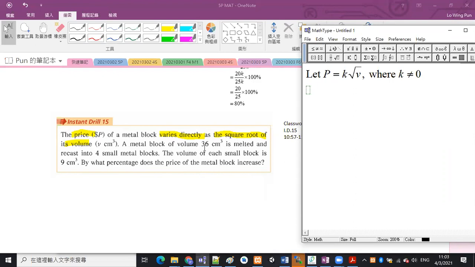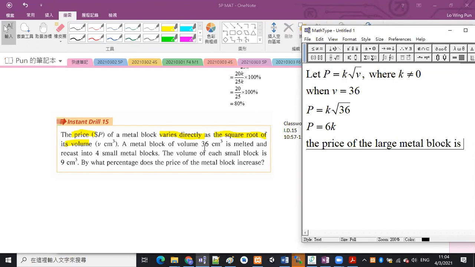好啦，咁我哋睇睇咧原本嗰個先。So when the volume is 36, then the price will be equal to k times square root of 36. And then square root of 36 is just 6. So P is equal to 6 times K. Is that okay? Therefore, the price of the large metal block is $6K.